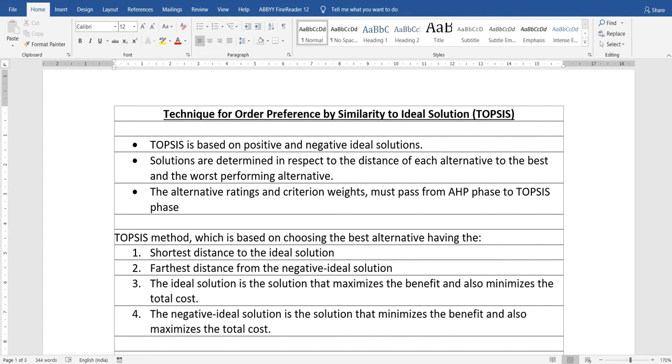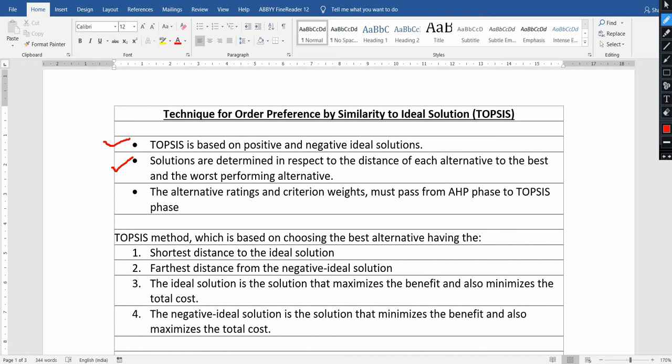So in this video, I will cover the TOPSIS methodology of multi-criteria decision making. The full form of TOPSIS is Technique for Order Preference by Similarity to Ideal Solution. Now TOPSIS is based on positive and negative ideal solutions. Now solutions are determined in respect to the distance of each alternative to the best and worst performing alternative.